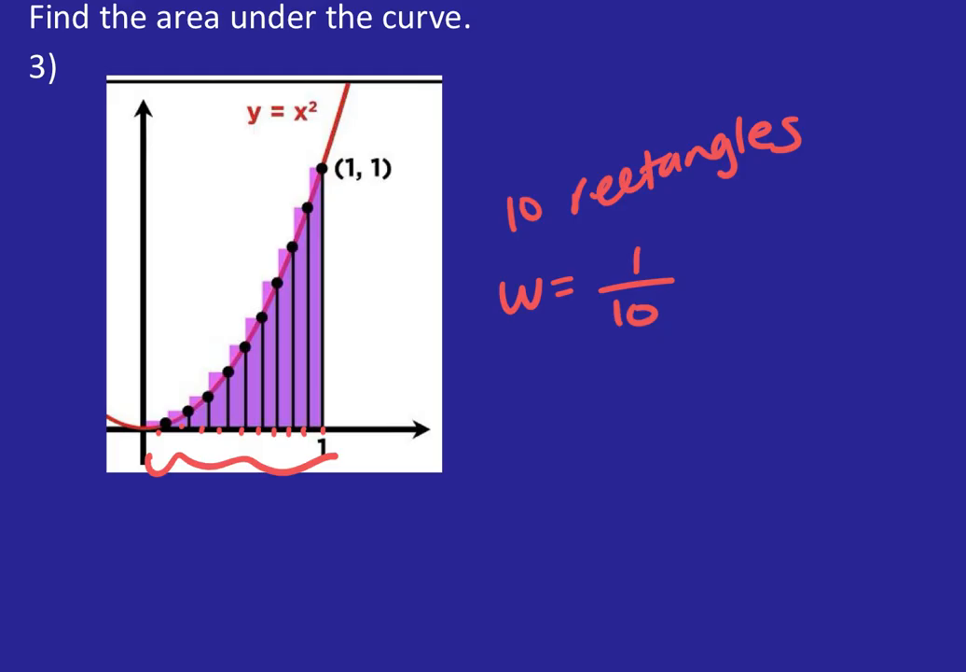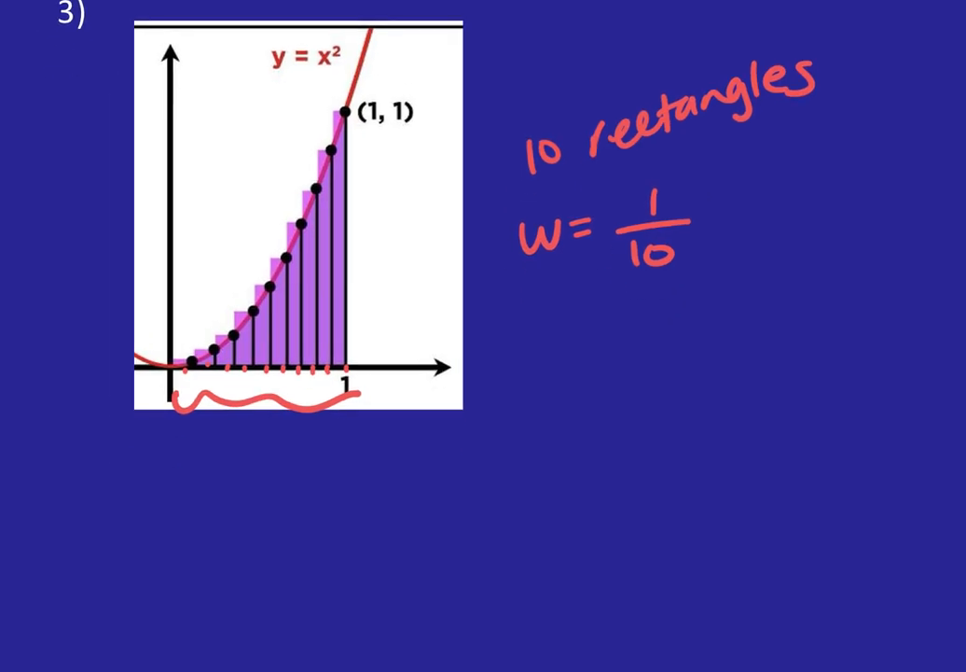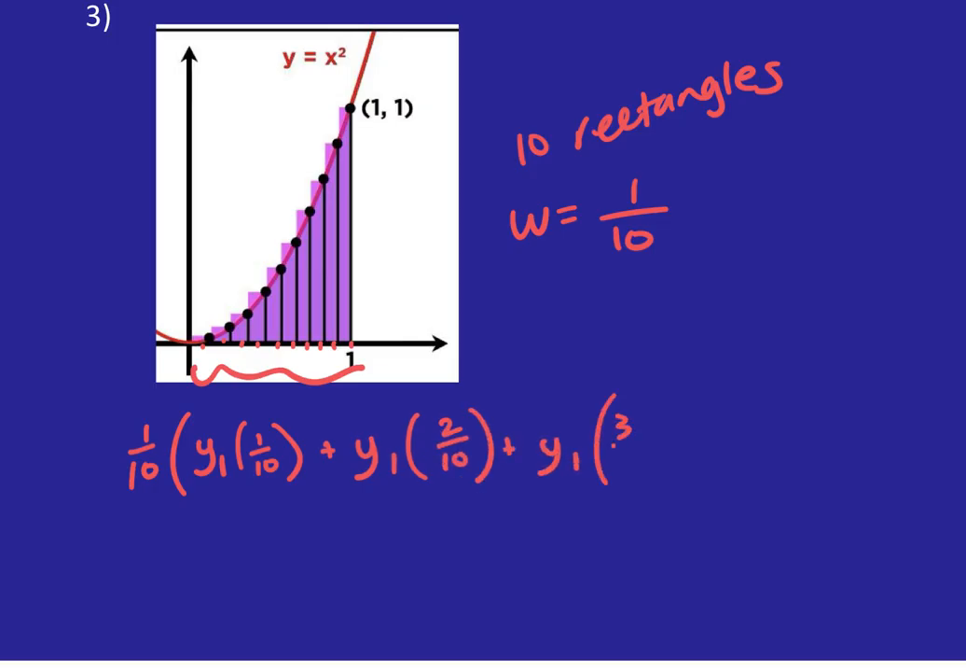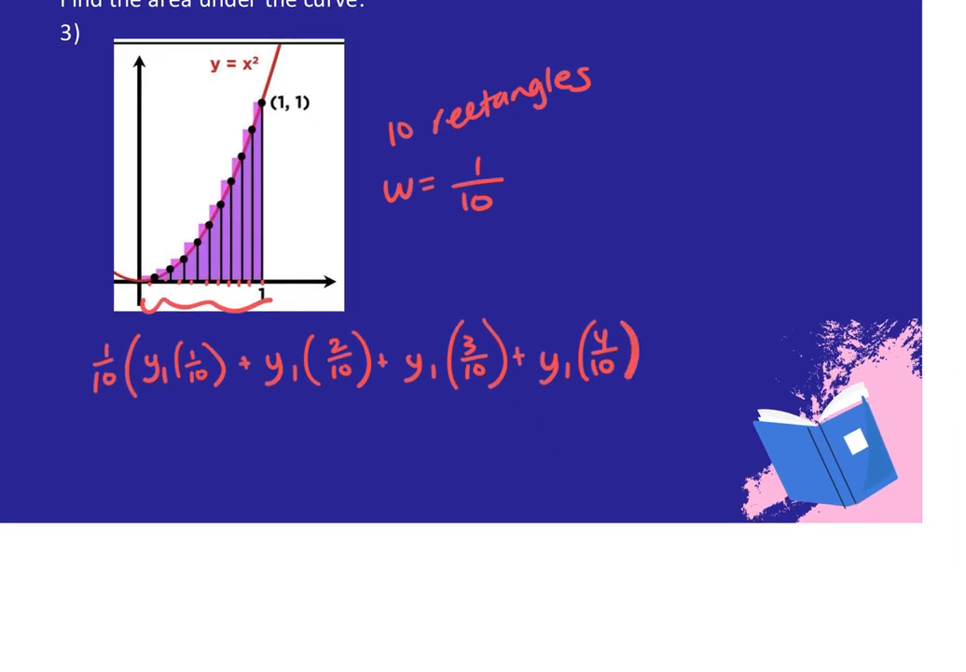There were 10, which means I should have 10 y1 of something. Then you find your width, take the 1, divide it by 10. Each width is 1/10 or 0.1. And then you've got to find y1 of 1/10, and then add 1/10 to that to get the next one. So y1 of 2/10, and then y1 of 3/10, and so on and so forth. So I wrote them as fractions, but then when I typed them in the calculator, I wrote them as decimals.